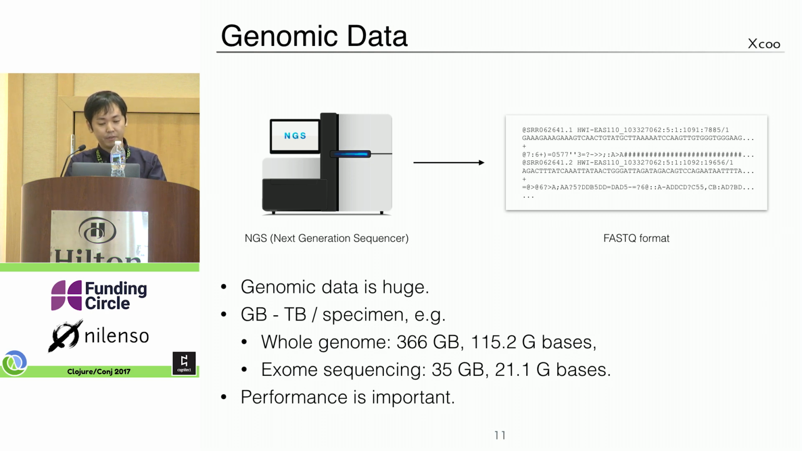So for example, a full genome FASTQ is 366 gigabytes in data size and includes 115 gigabases. This base means one character of ATGC. Even exome sequencing, which is partial genomic data, is 35 gigabytes and 21 gigabases. So performance is a very important factor when handling such huge files.